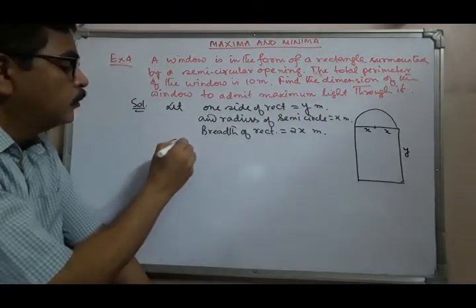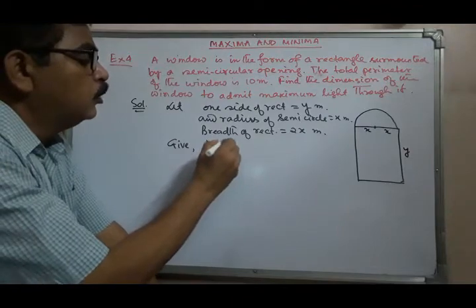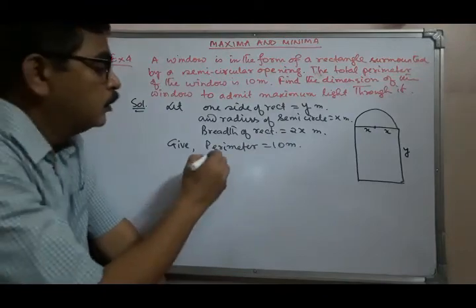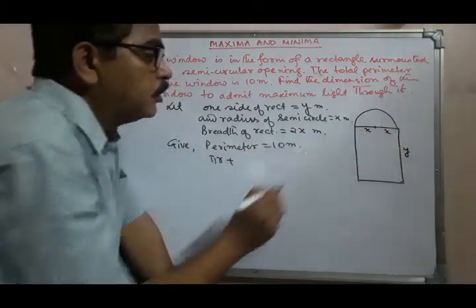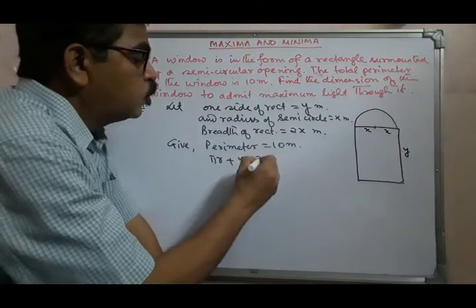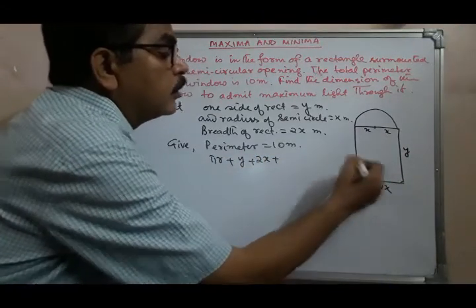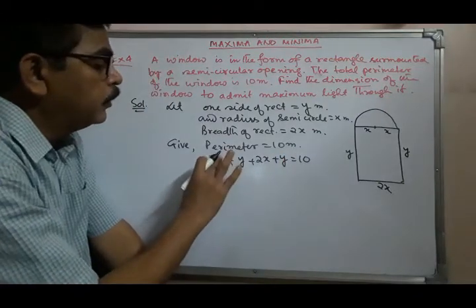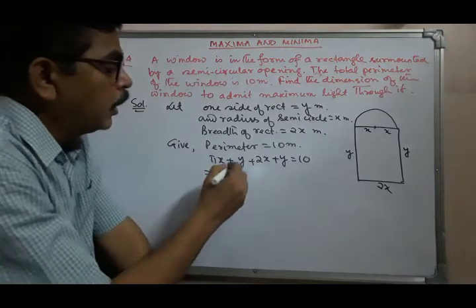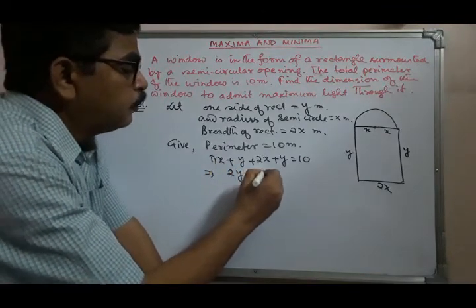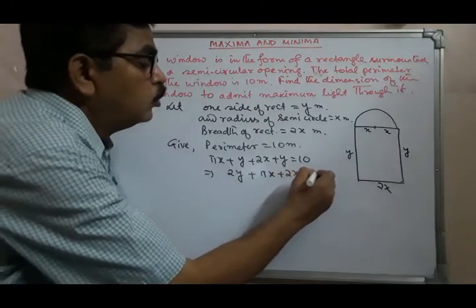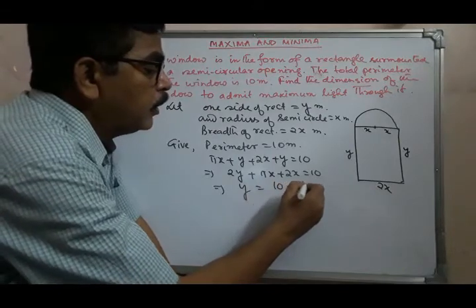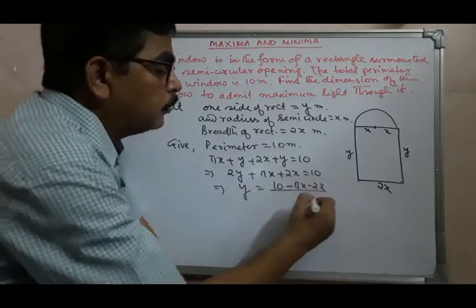What is given? Given perimeter equals 10 meters. Perimeter means what? Pi r, that is the curved portion, plus y plus 2x, this is 2x, this is y, equals 10. So from here we are getting 2y plus pi x plus 2x equals 10. So therefore y equals (10 minus pi x minus 2x) divided by 2.